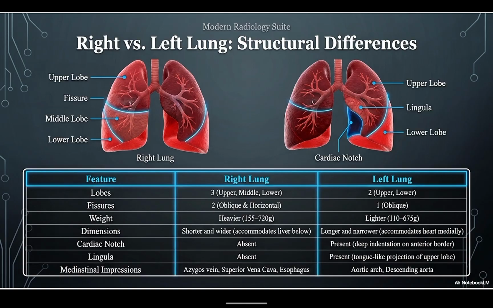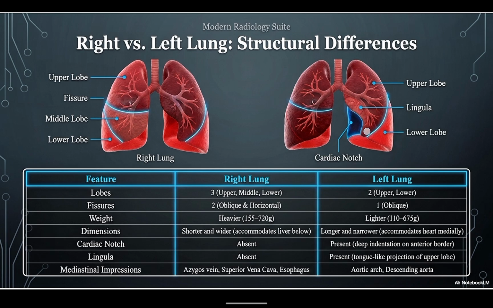Let's talk about the lingula. The lingula is absent in the right lung but is present in what? In the left lung. So the lingula is a tongue-like projection from the superior lobe, or the upper lobe. Now, this is not where the lingula is. Look at where the lingula is. It is from the superior lobe, or the upper lobe, and this is the lingula.